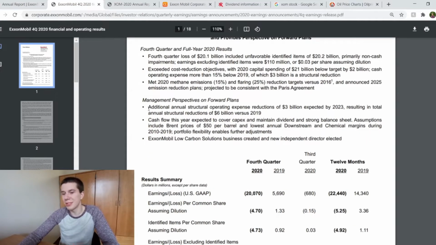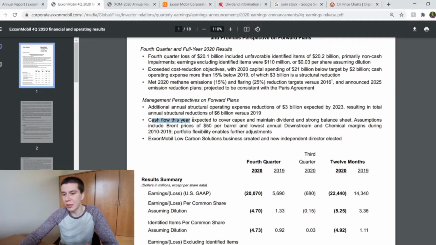They also talked about some expense reductions in the future. They're hoping to have structural operating expense reductions of $3 billion by 2023, which is going to result in a total structural reduction of $6 billion versus 2019. That's pretty significant in the grand scheme of things.